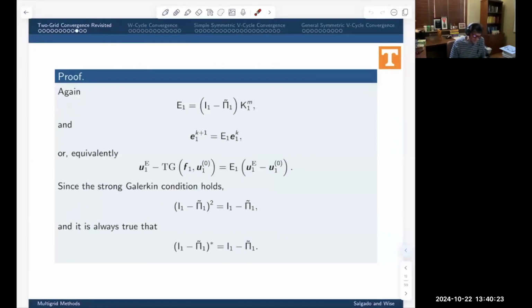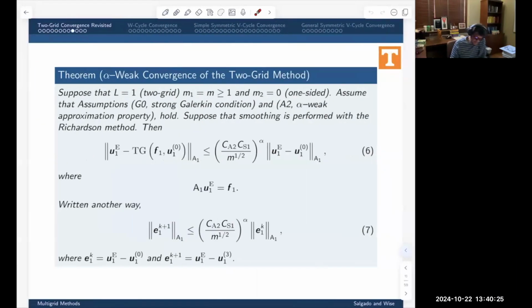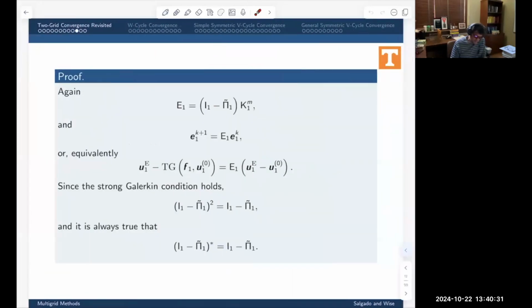So again, this is one-sided smoothing. I forgot to mention that. So one-sided smoothing, because we're setting M2 to be equal to 0. So our error transfer matrix is just this. There's no post-smoothing step, so that's gone. This is our error associated to the coarse grid projection, and this is error associated to smoothing. And somehow these two should conspire with each other so that we can produce a contraction factor which is less than 1.